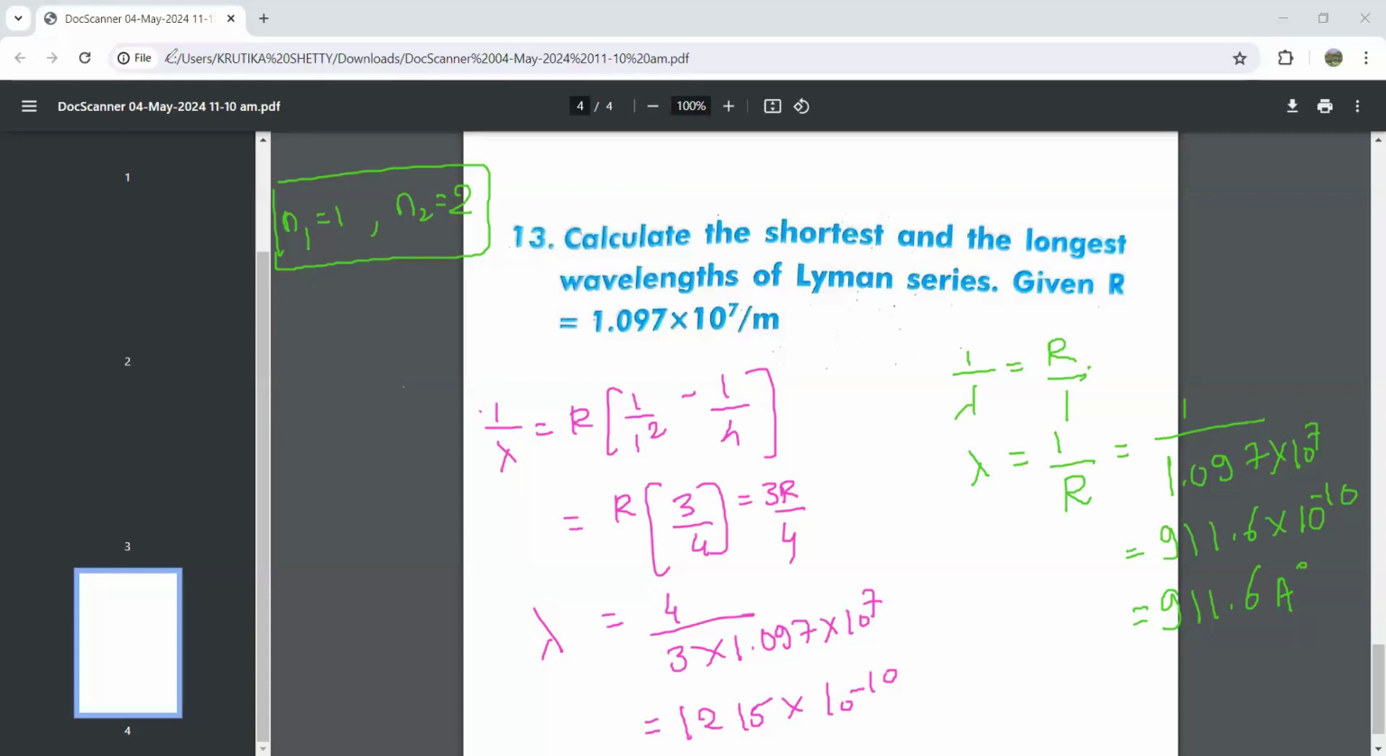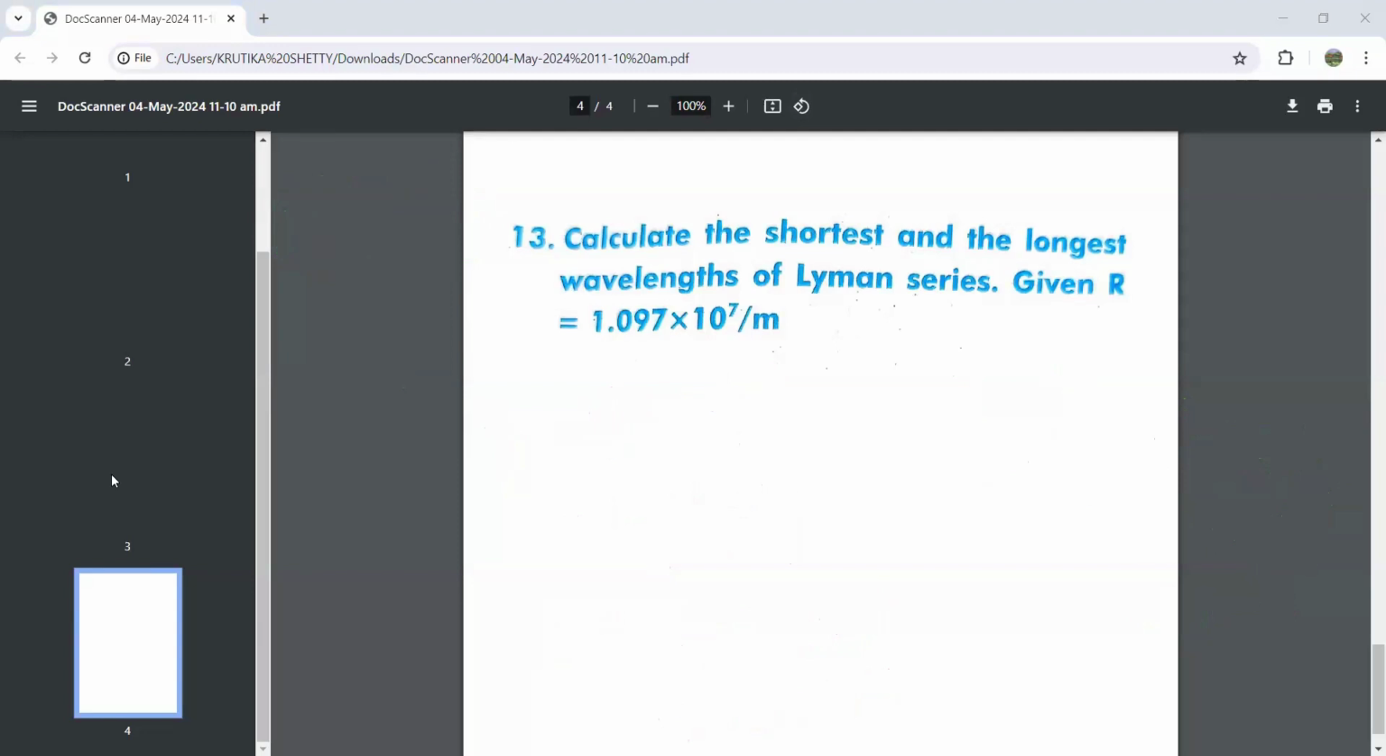Yes, copy down this answer. We will go for the next question. Yes, correct. 1215. Yes, copy down, everyone. Okay, the next question we will discuss now.